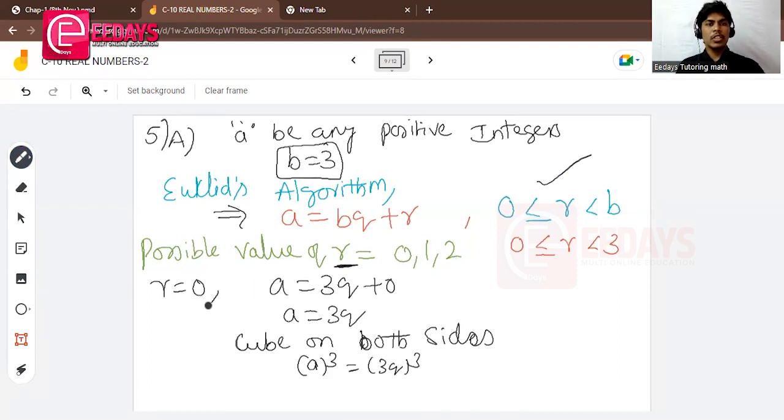We just try with r is equal to 0. So substitute in the Euclid division lemma: a is equal to, in the place of b, 3 is there. In the place of q, q is there. In the place of plus, plus is there. In the place of r, 0 is there. Why? Because we are taking r is equal to 0. So a is equal to 3q we get.